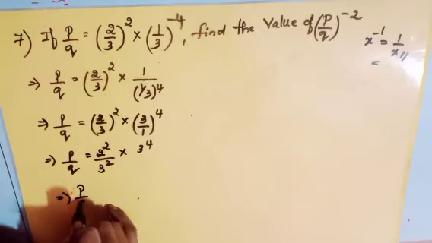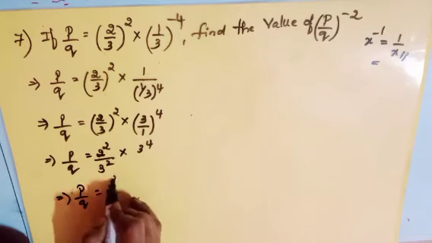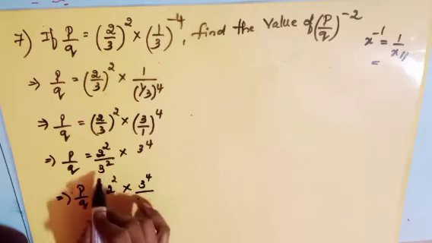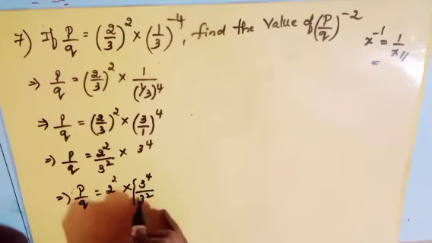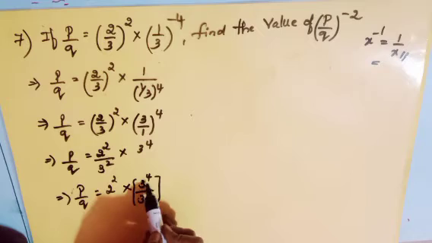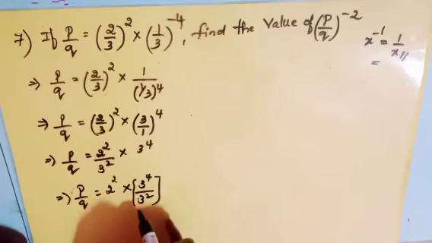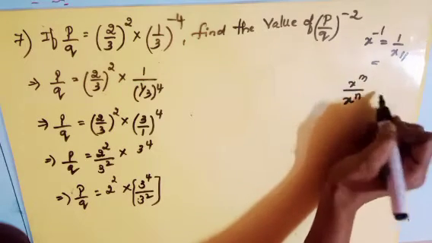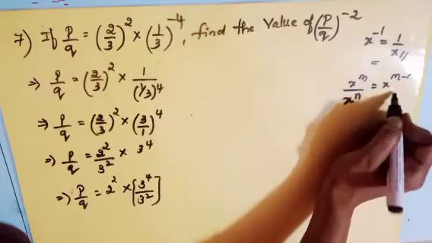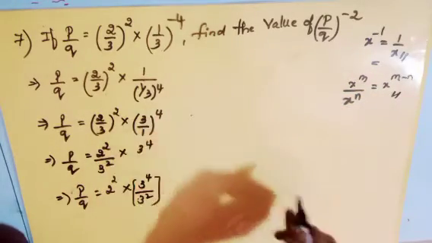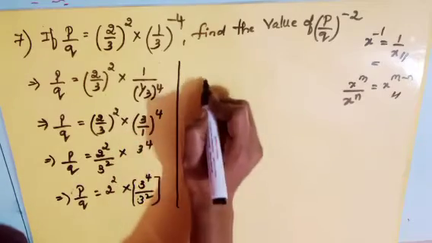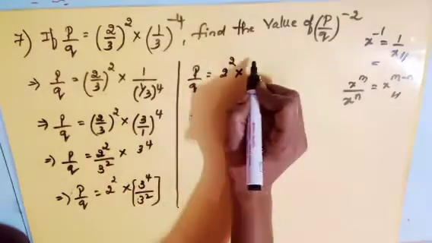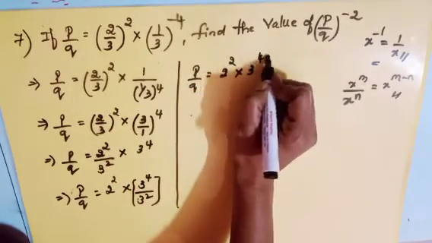Next, P by Q equals, now 2 square. Let us group these bases, that is 3 to the power of 4 divided by 3 square. So I have grouped it here. When bases are the same, we can subtract. See here, it is in the form x to the power of m divided by x to the power of n, that is x to the power of m minus n. So we have to apply the second law, that is P by Q equals 2 square into 3 to the power of 4 minus 2.